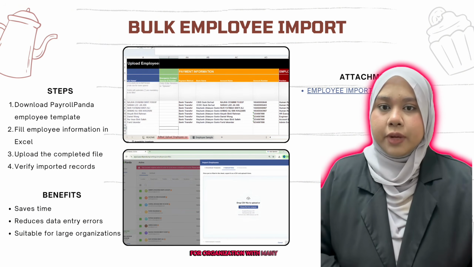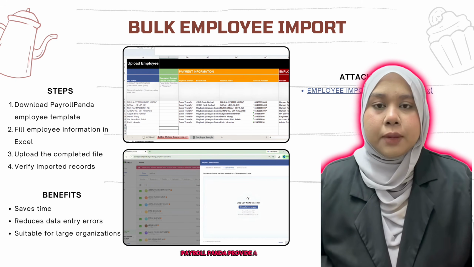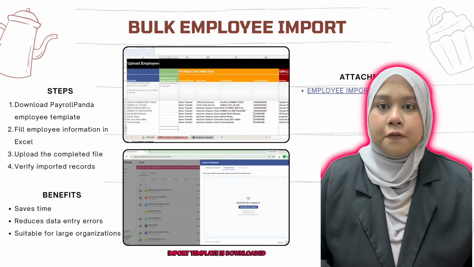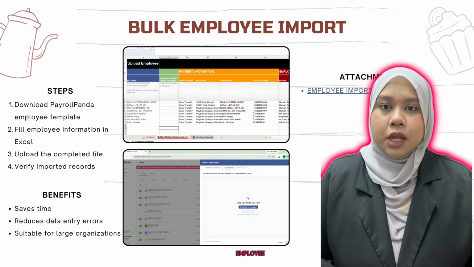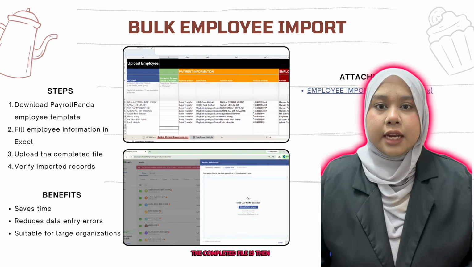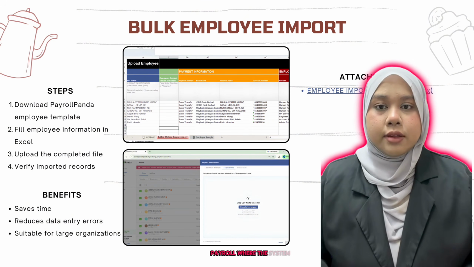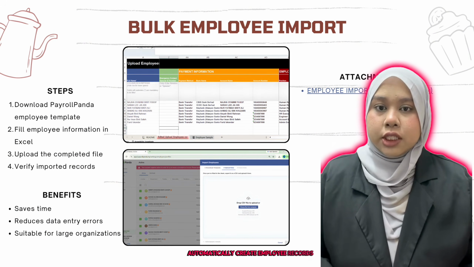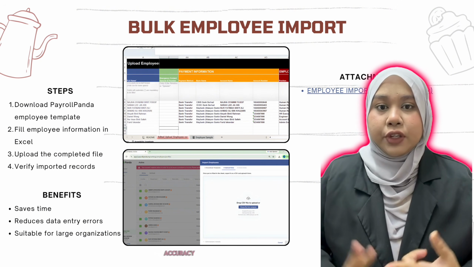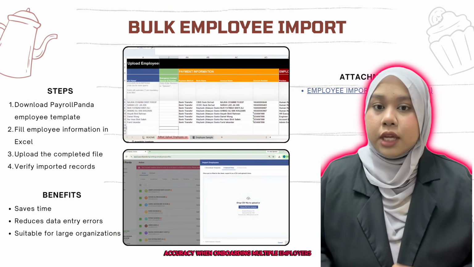For organizations with many employees, Payrollpanda provides a bulk import feature. First, the employee import template is downloaded from the system. Next, employee information is entered into the Excel template. The completed file is then uploaded to Payrollpanda, where the system automatically creates employee records. This feature helps save time, reduce manual data entry, and improve accuracy when onboarding multiple employees at once.